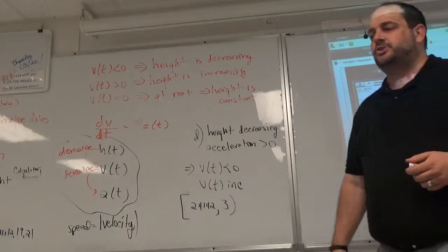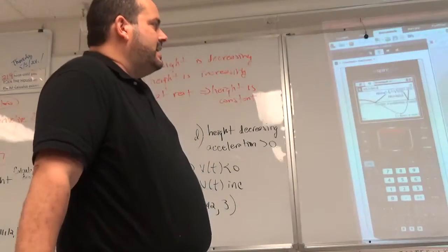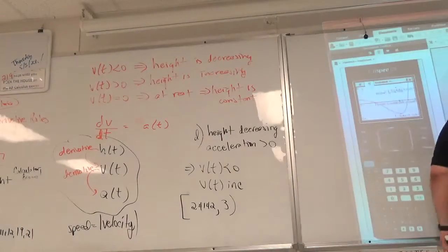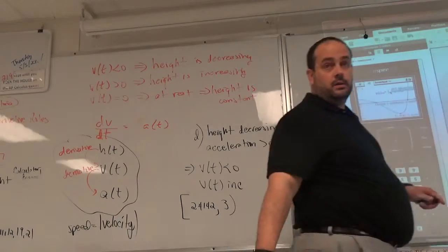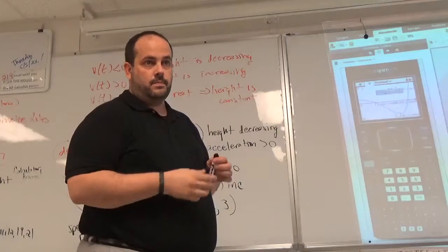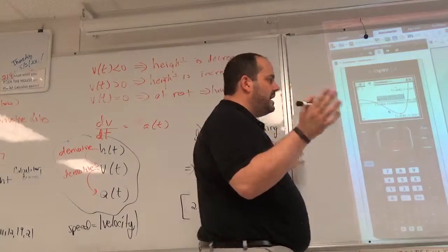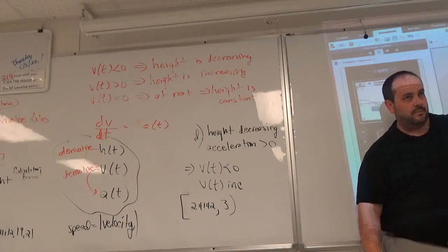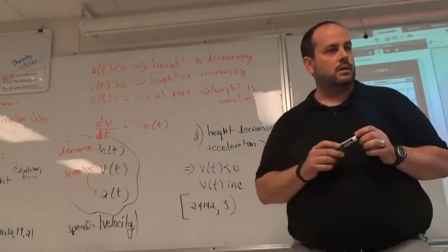Because this is what's actually going to happen if we're looking at a testing situation. Without the speed graph in front of you, you have to be able to tell me where the speed is increasing. Everybody with me on this? You no longer have the speed graph. You can't see it in front of you. How are we going to decide where the speed is increasing?